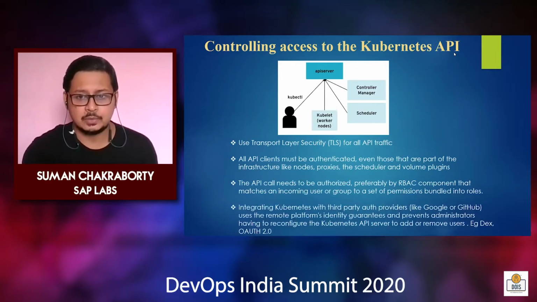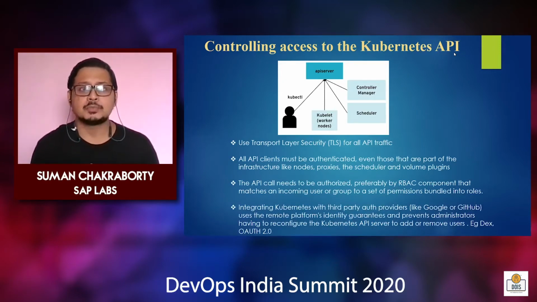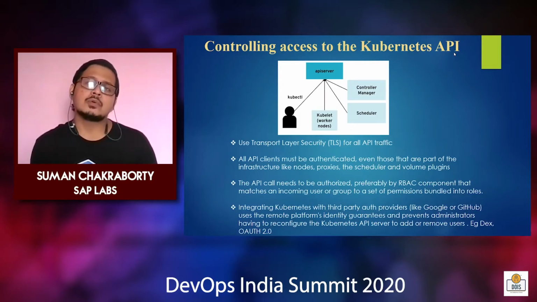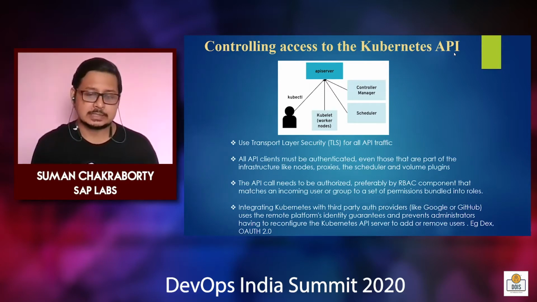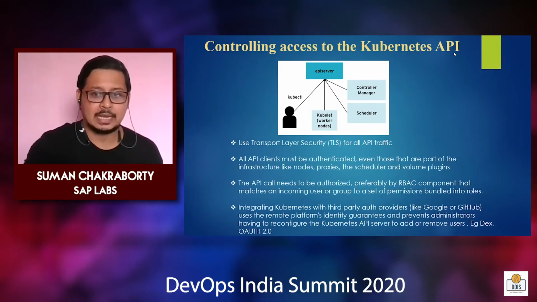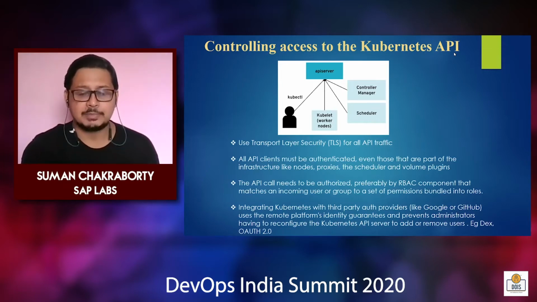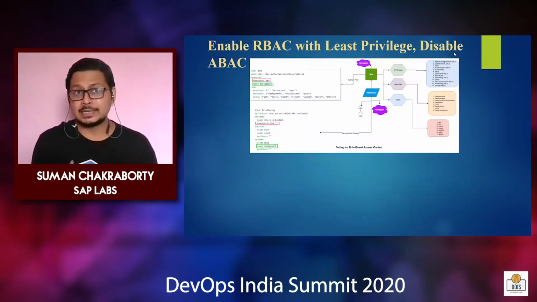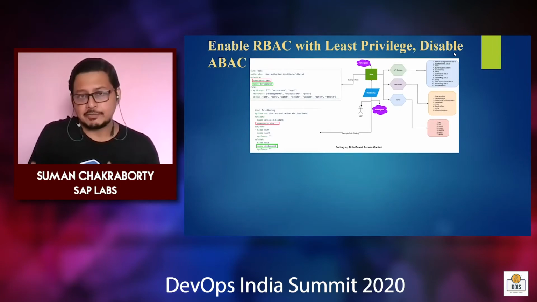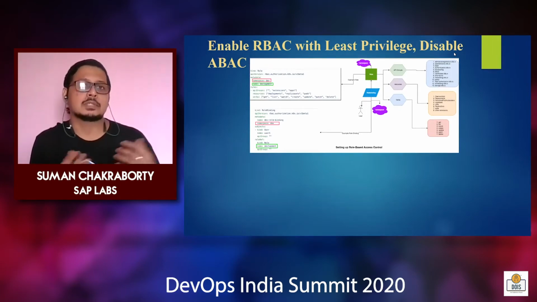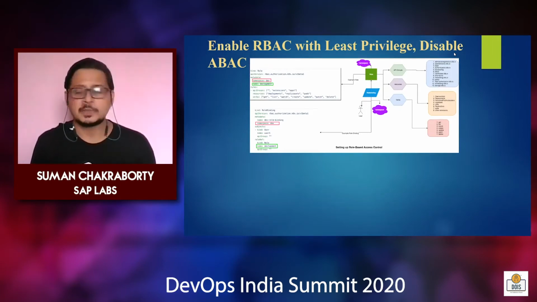Preferably, you should use an RBAC component to define certain policies for the users who are accessing that API call. You can also integrate the Kubernetes API with a third-party auth provider such as Google or GitHub, which allows you to configure the Kubernetes API to add or remove users. It is then not a headache from your side to manage it, but it's those third-party providers that will manage it for you. Next thing that comes is enabling RBAC with the least privilege and disabling ABAC.